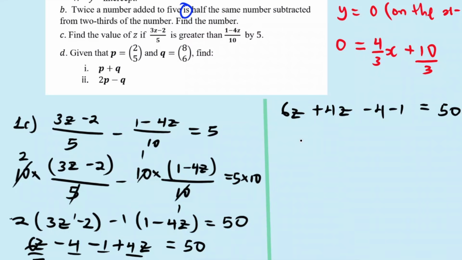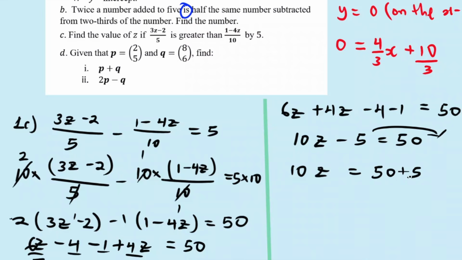So 6z plus 4z, that's going to be 10z. Now minus 5 equal to 50. That is minus 4 minus 1 will give you negative 5. So we can just take this one to this side so that we get 10z equal to 50 plus 5. So you have 10z equal to 55. We divide here by 10, here too by 10. So the 10 will cancel this 10. We have z equal to 55 over 10.